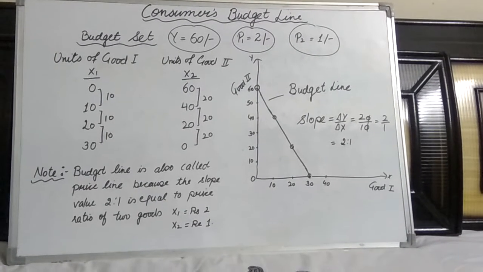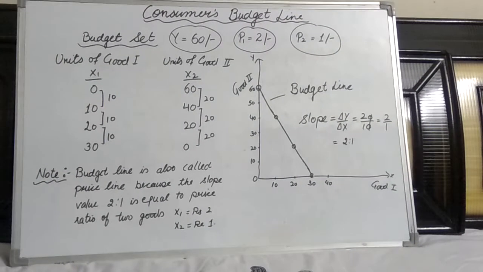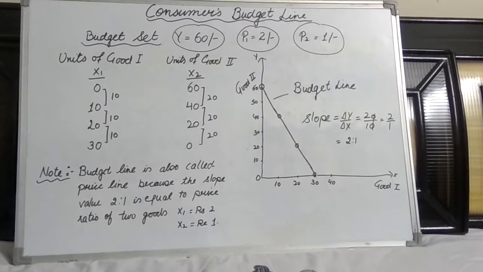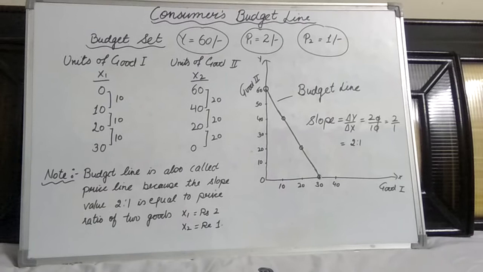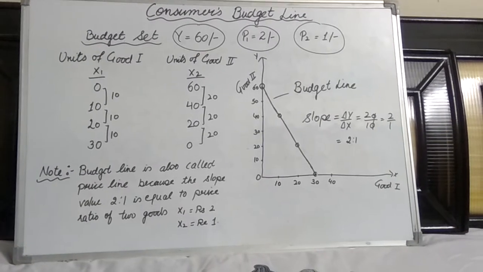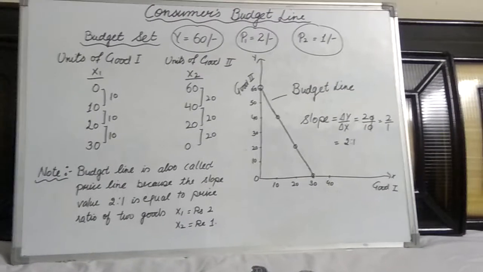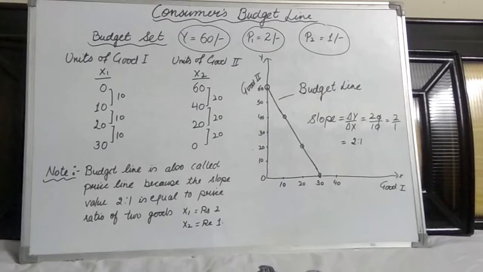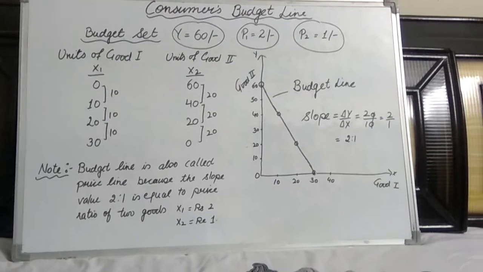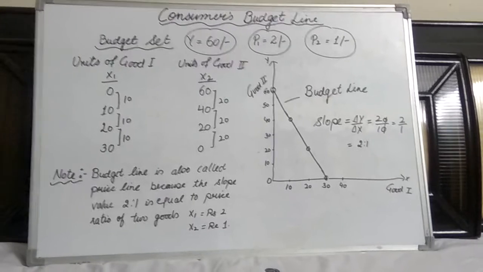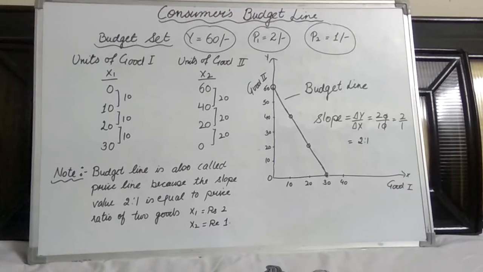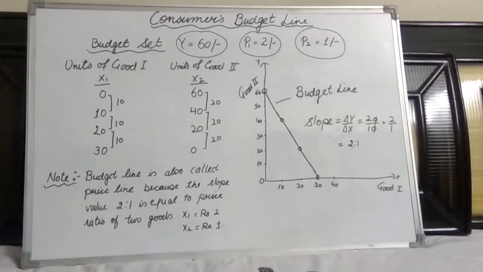Delta means rate of change in the value. So the values of the y variable are decreasing at the rate of 20, and of good one, that is x1, by the rate of 10. So we put the values in the formula, we get 20 upon 10 ratio. By cancelling 0, we get 2 is to 1, and we can write that the slope of the budget line is equal to 2 is to 1.